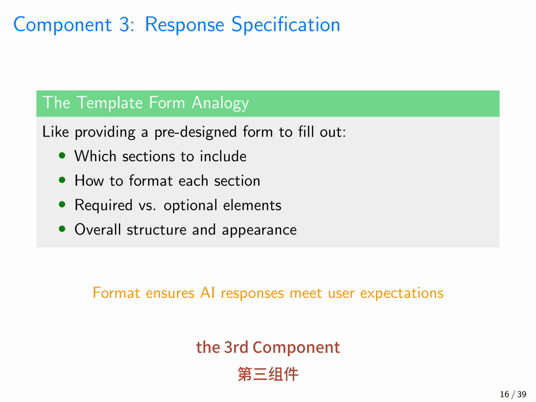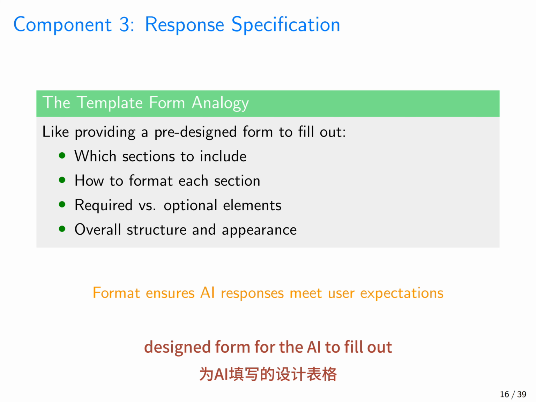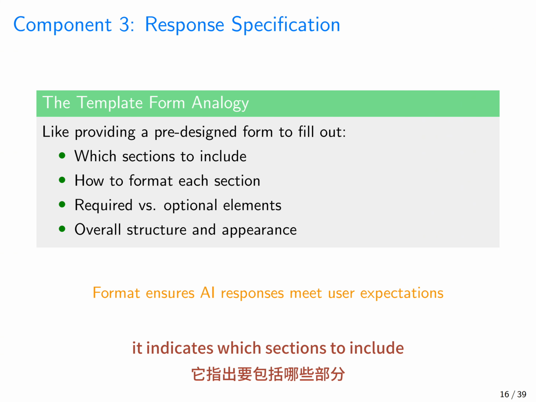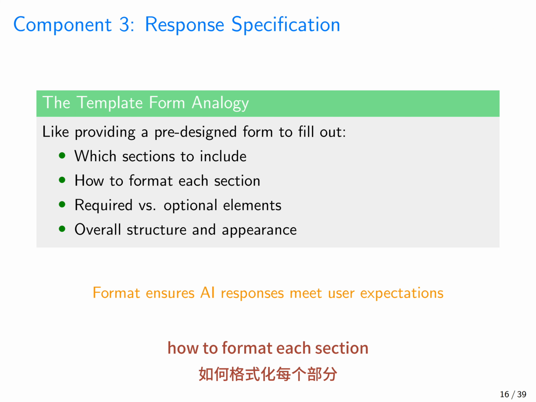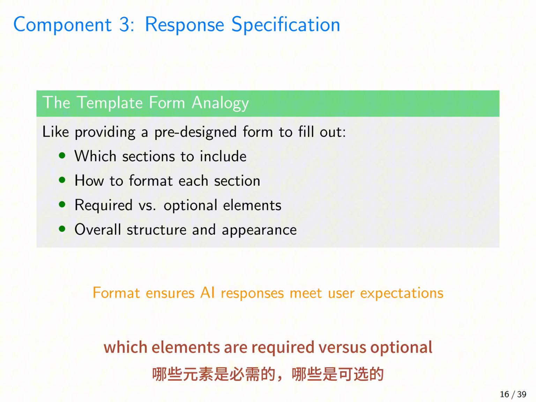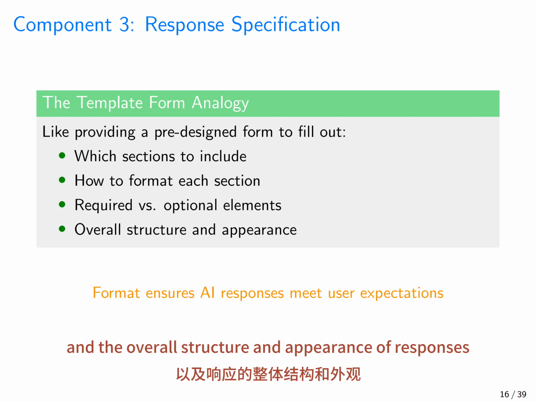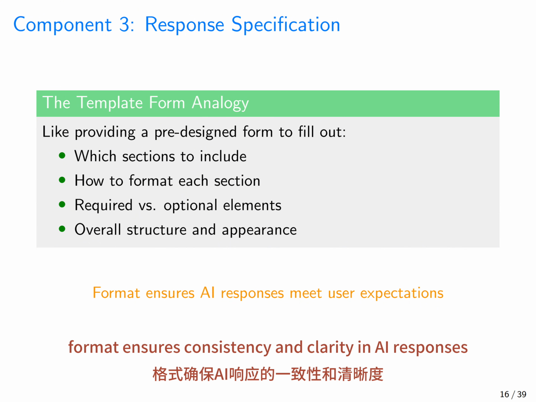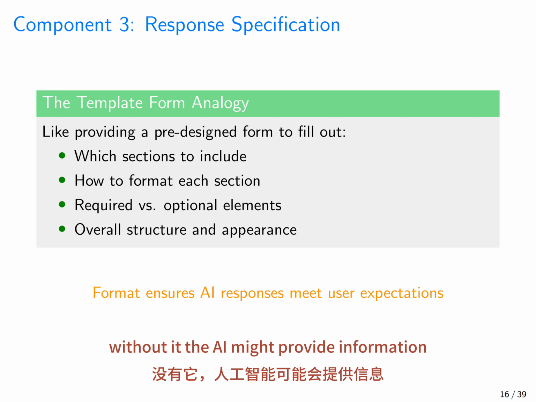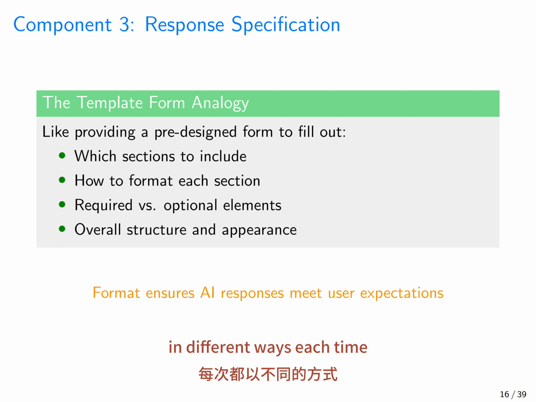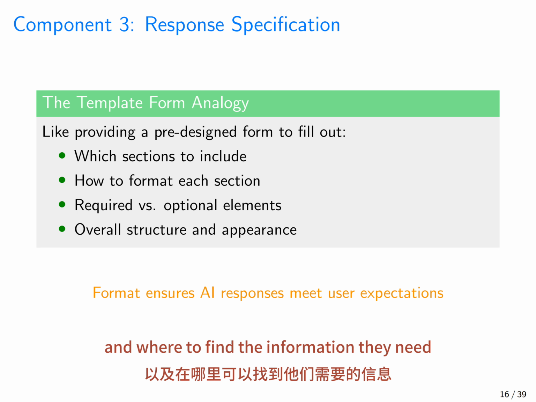The third component, response specification, is like providing a pre-designed form for the AI to fill out. It indicates which sections to include, how to format each section, which elements are required versus optional, and the overall structure and appearance of responses. Format ensures consistency and clarity in AI responses. Without it, the AI might provide information in different ways each time. With proper formatting, users always know what to expect and where to find the information they need.